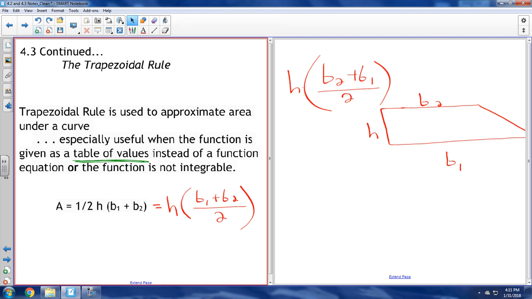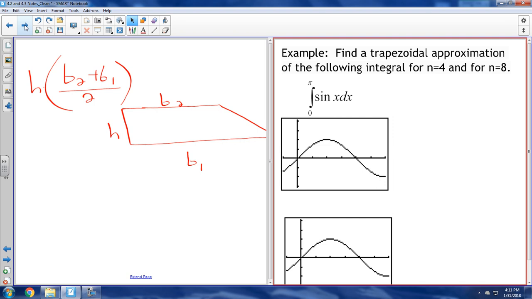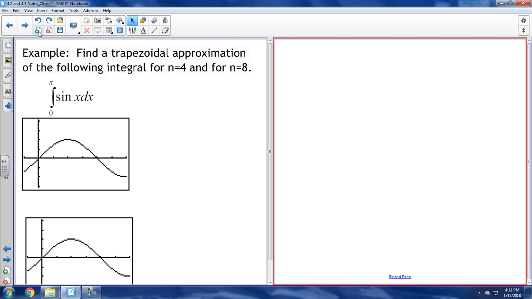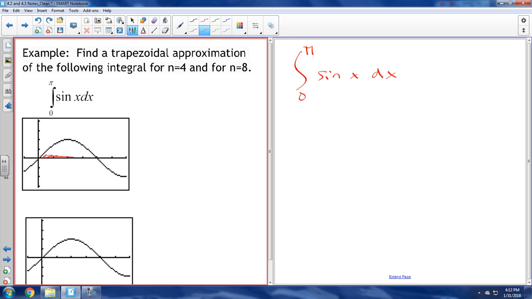So let's get right into it. Find a trapezoidal approximation for this integral for n equals 4 and n equals 8. So what does this mean? Well, this right here, the integral from 0 to pi of sine of x dx, is referring to the area that is under the curve, inside of the sine curve and the x-axis. This is that area. That integral represents this area.